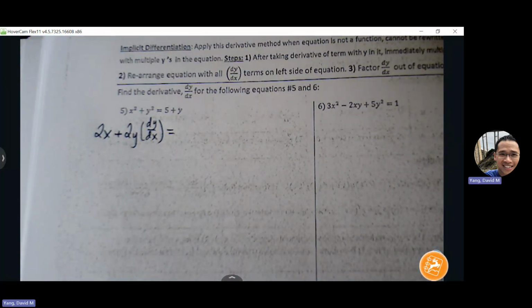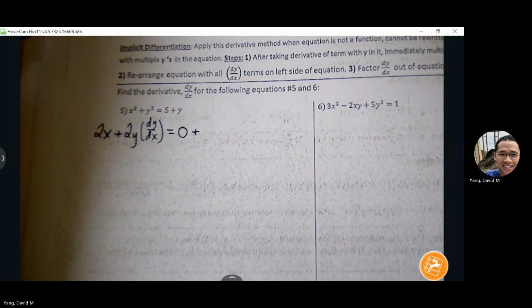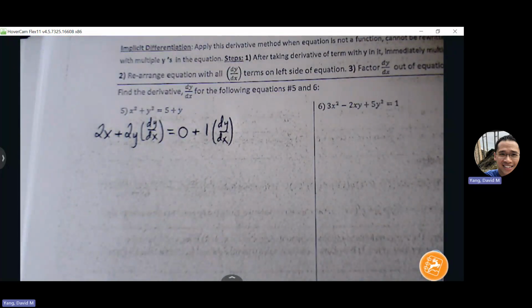5 becomes 0. And then y becomes, yeah, I like to do this though. I like to put a, what's the derivative of y? 1 dy dx. You don't have to, but I do find that it's helpful, especially when you're factoring something out, that you're reminded that even when that dy dx gets factored out, there's still a 1 sitting there. Sometimes it's easy to forget that, especially if there's not a placeholder reminding us.